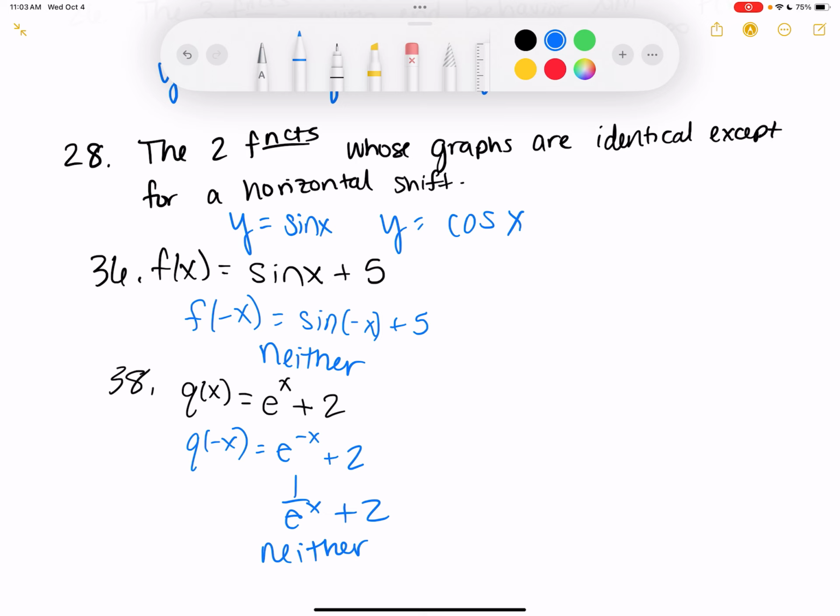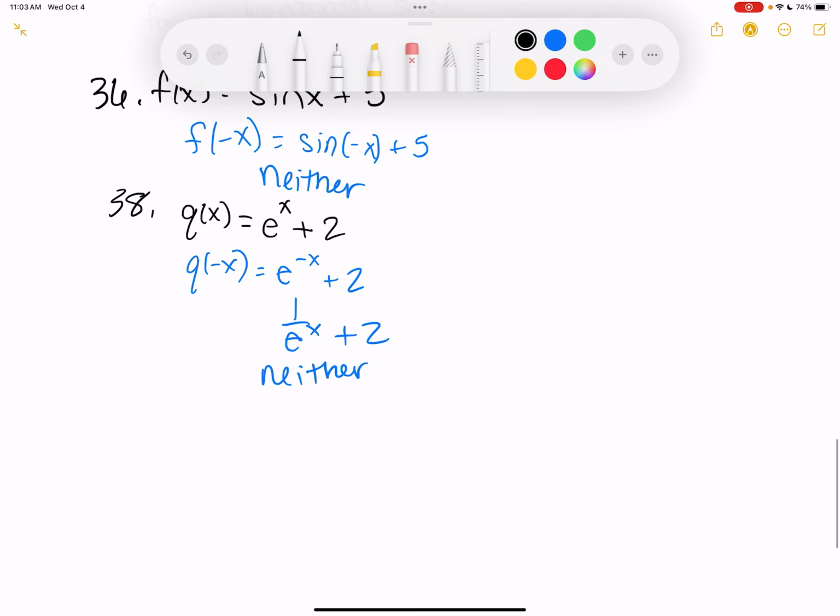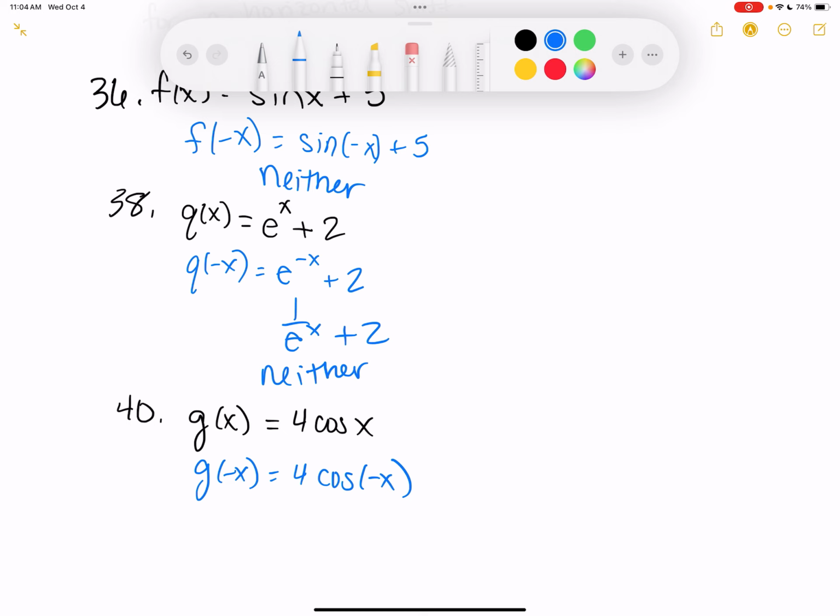And then 40, the last one. We've got a minute left. This is the last one. G of x equals 4 cosine of x. So we plug in negative x. So we have 4 cosine of negative x. So this one, because it's being multiplied, cosine's an even function, we're going to call it even.